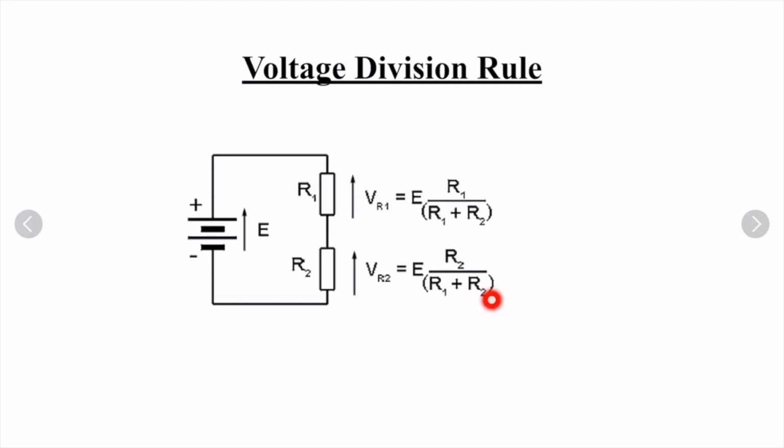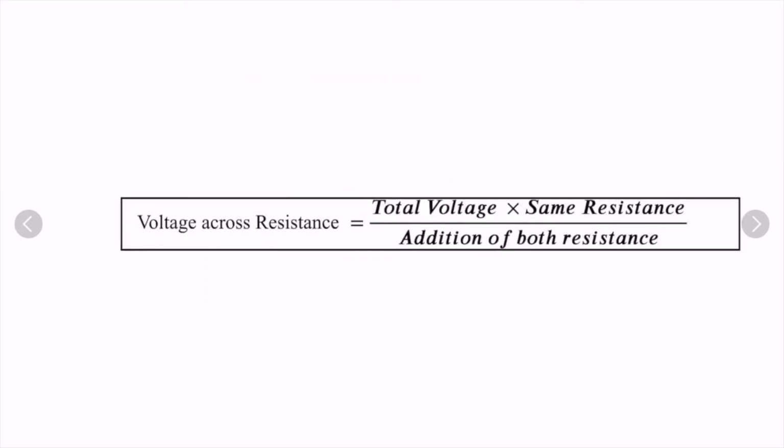And remember, this is applicable only in the case of a series circuit, and when you know the value of the total voltage and the values of the resistances. This is the common formula for the voltage division rule. By remembering this formula, you can directly calculate the voltage across a particular element in a series circuit. What this formula says is that the voltage across a resistance is equal to the total voltage times that same resistance divided by the addition of both resistances.